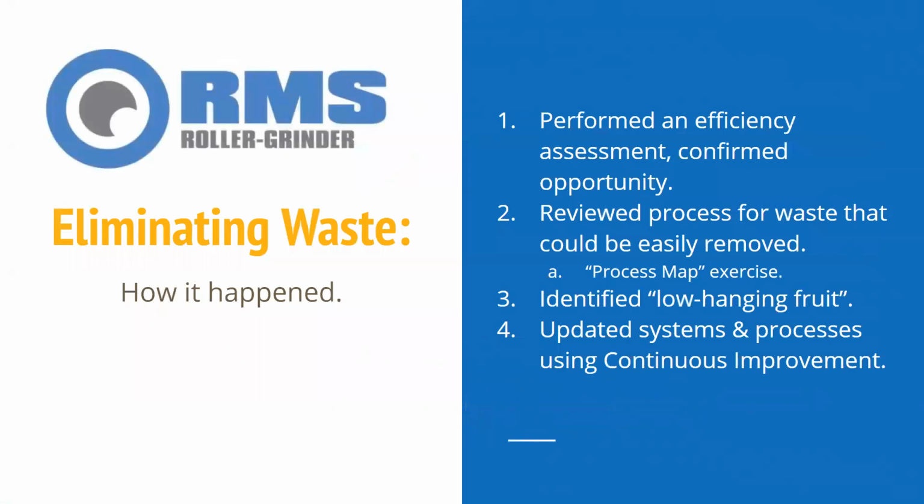So this is what we did. We performed an efficiency assessment. We reviewed their process. We built a process map. We identified some key things we could do to help them, and then we updated their systems using continuous improvement.